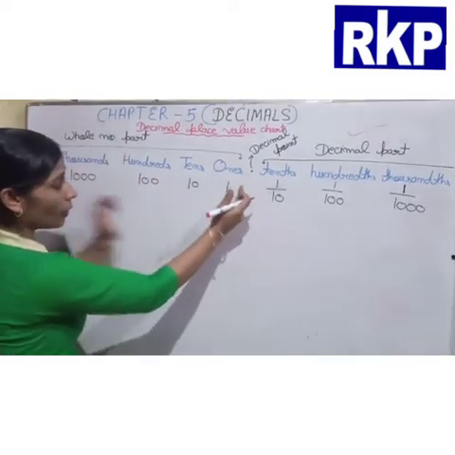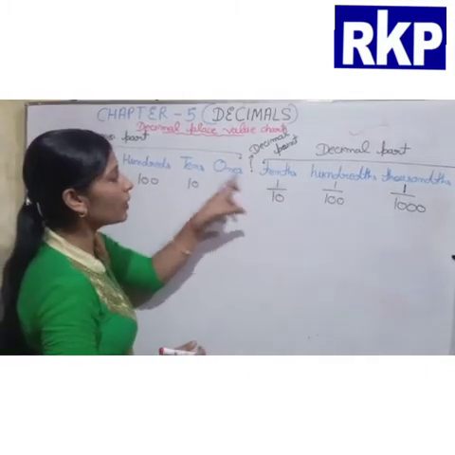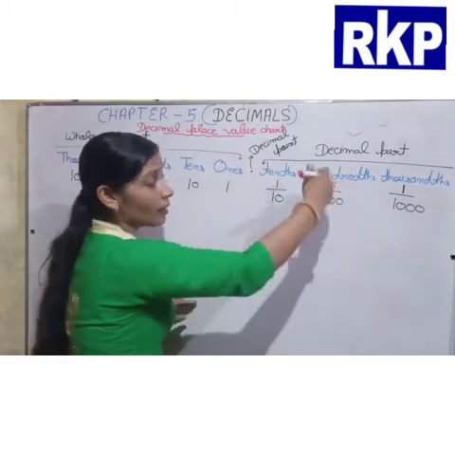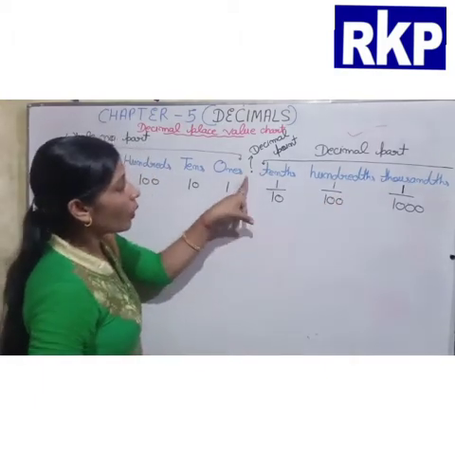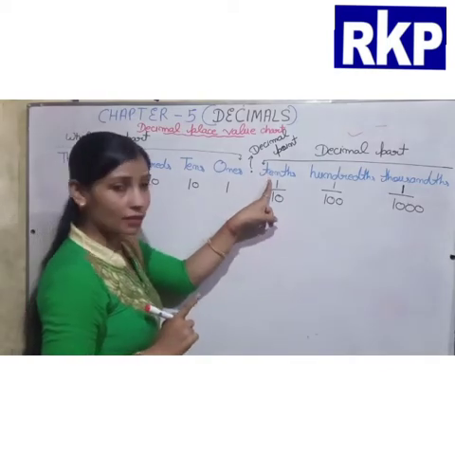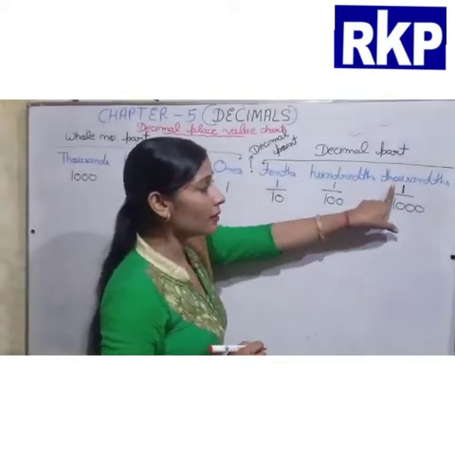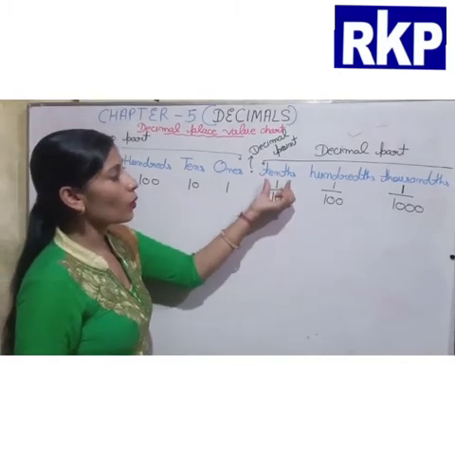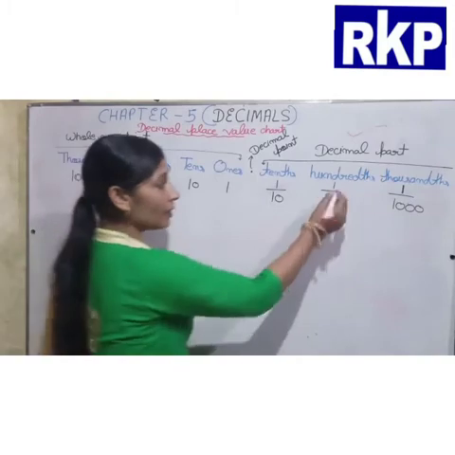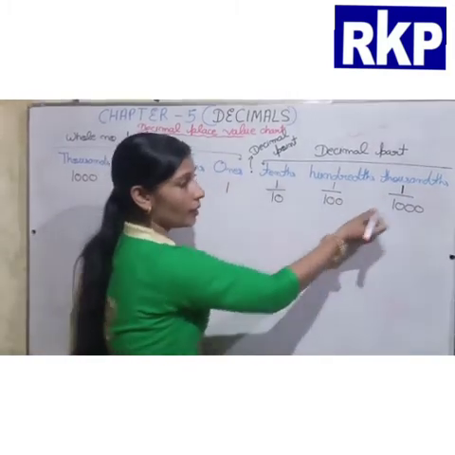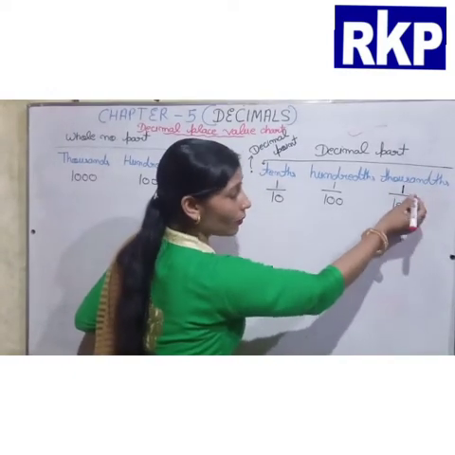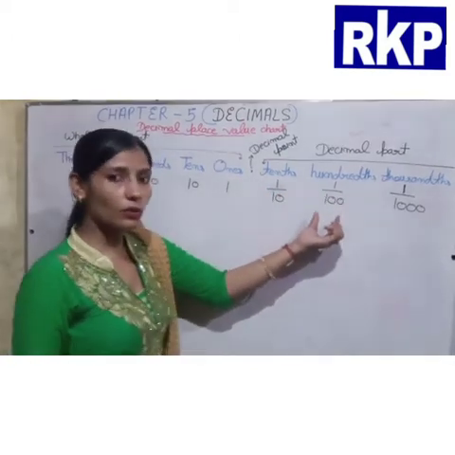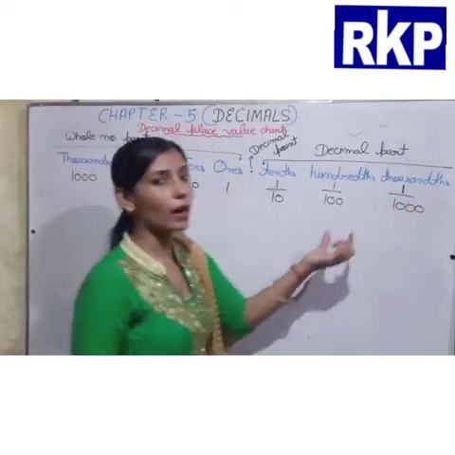On the left side of the decimal point we have the same places: ones, tens, hundreds, thousands, like this. But on the right side of this point we have first of all the tenths place, then the hundredths place, and then thousandths, then ten-thousandths, and so on. The fractional form for tenths is 1 by 10, for hundredths 1 by 100, and for thousandths 1 by 1000. 1 by 10 means 1 out of 10, 1 by 100 means 1 out of 100, and 1 by 1000 means 1 out of 1000.